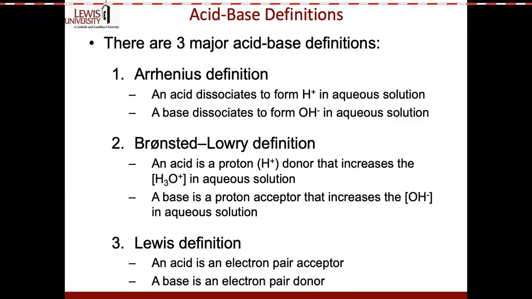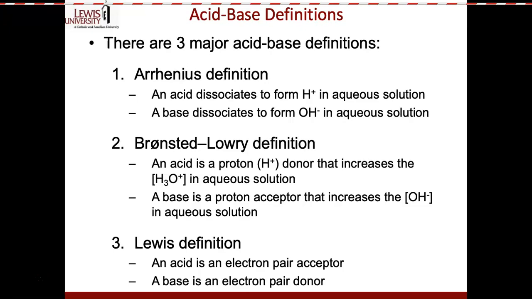Okay, let's go back to our slide. We still got to go over the Lewis definition. The Lewis definition, the third definition on here, is the most accurate definition we have because it really works for all forms of chemistry. And it says an acid is an electron pair acceptor. A base is an electron pair donor. So it's kind of the opposite of the Bronsted-Lowry definition. Bronsted-Lowry focuses on H3O plus in solution, OH minus in solution. It says an acid is a proton donor, a base is a proton acceptor.